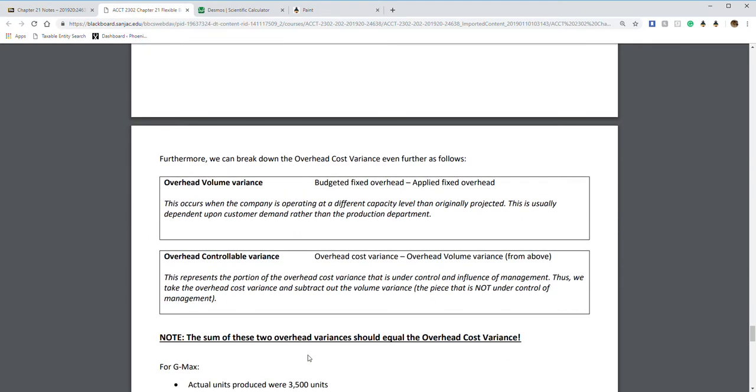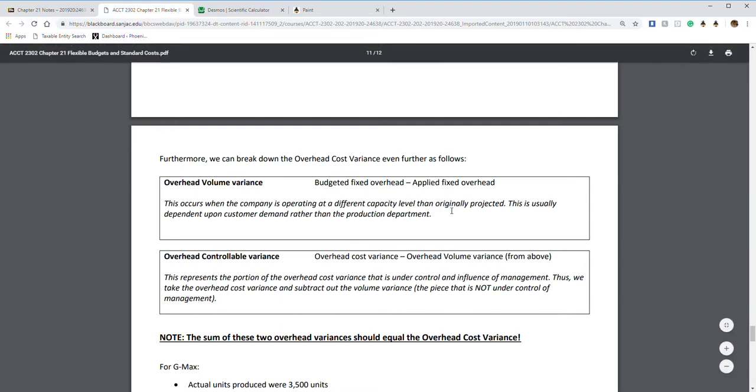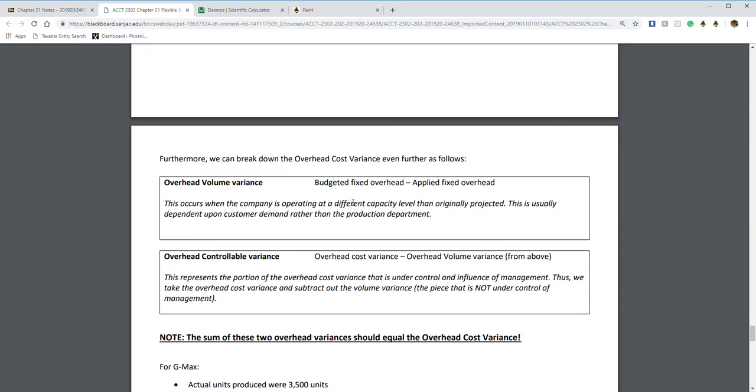And then from there, we have two other variances. We have the overhead volume variance, which is the budgeted fixed overhead minus applied fixed overhead. This really happens when what we budget, what we think we're going to do for capacity, is different than what actually happened.